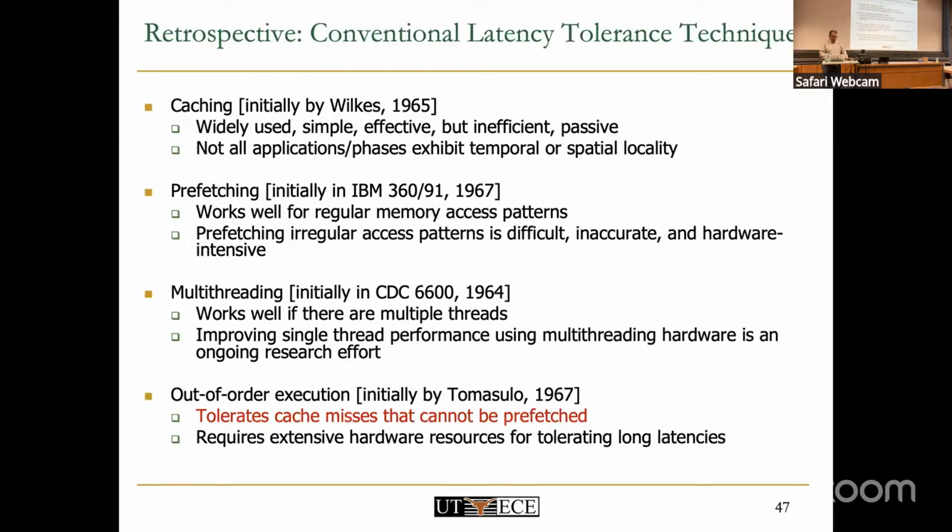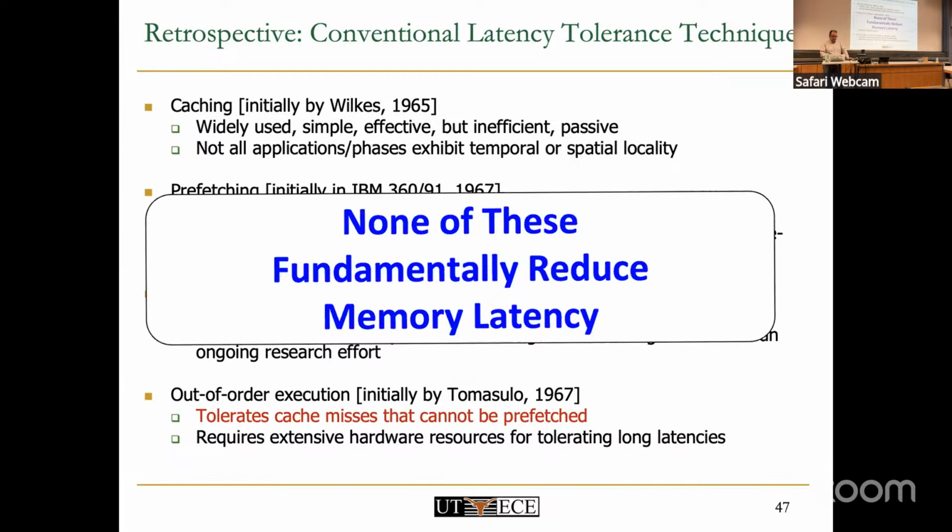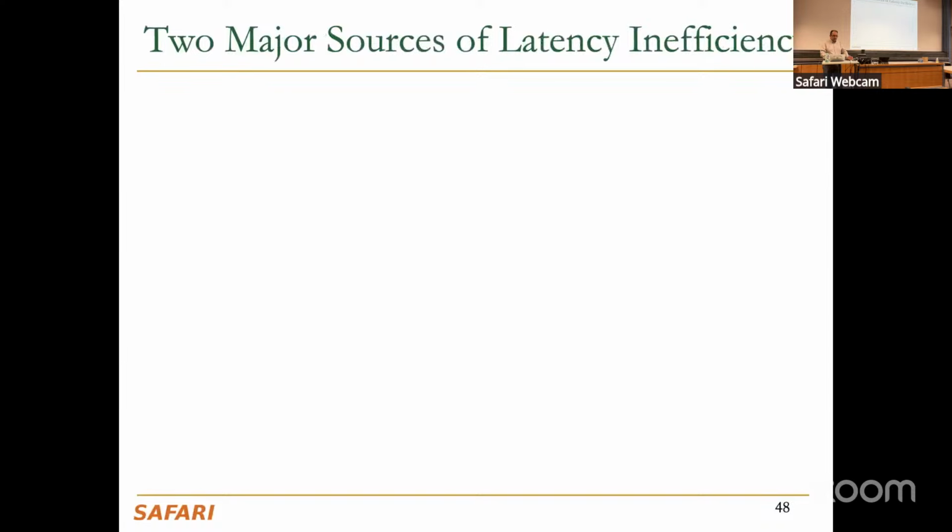Okay. But in the end, Runahead can also be categorized here as one of the techniques that you can use to hide latencies. You can also think of Runahead as a way to do prefetching, which is very good for applications that have irregular memory accesses, because with Runahead you run the instructions to get the address for the future memory accesses. But unfortunately, none of these fundamentally reduce memory latency, and we do need techniques that fundamentally reduce latencies. So there are 2 major sources of latency inefficiency.